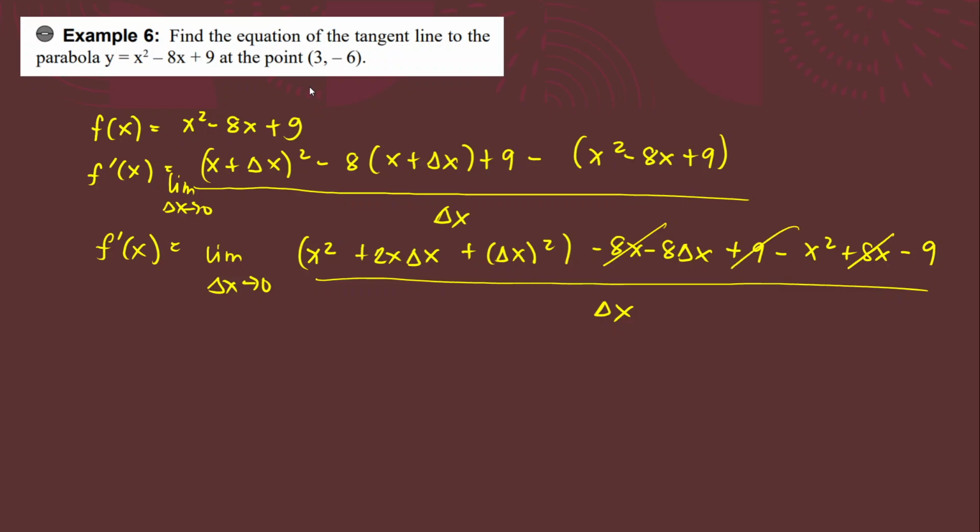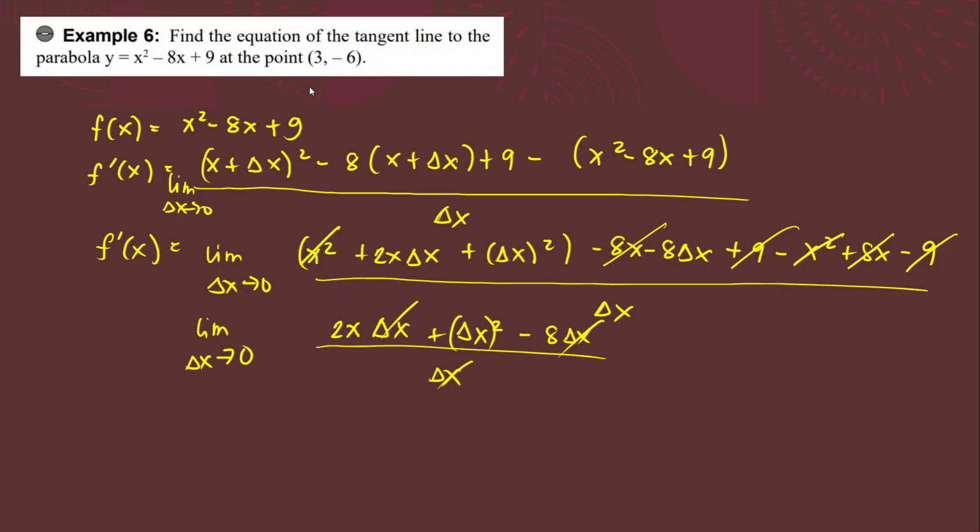So, may matitira na limit of delta x. Okay. X squared, magka-cancel din si x squared. Ang matitira is 2x delta x plus delta x squared minus 8 delta x all over delta x. So, magdi-divide si delta x. Okay, ang matitira dito ay limit of delta x when it approaches 0 to x plus delta x minus 8. Okay, delta x approaches 0, so 0 ito. So, ang final answer natin, f prime x is 2x minus 8.